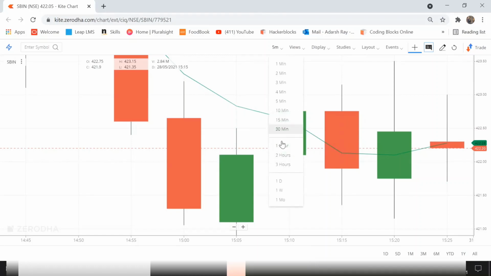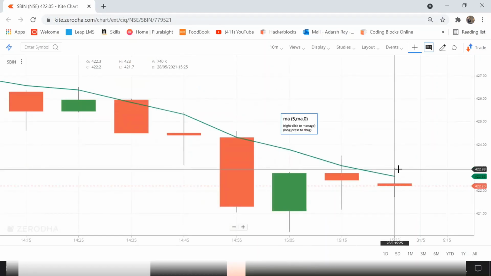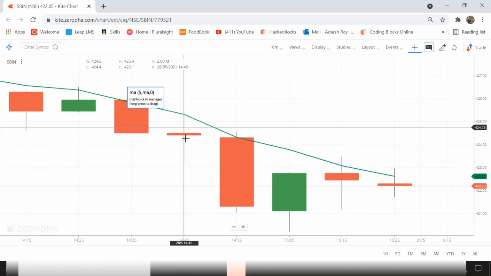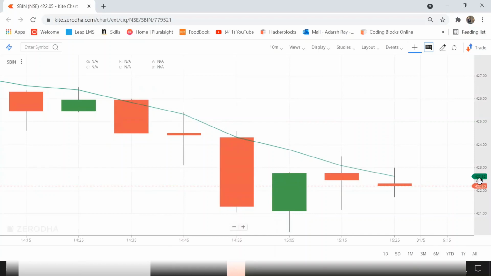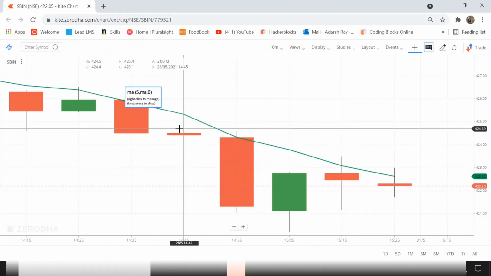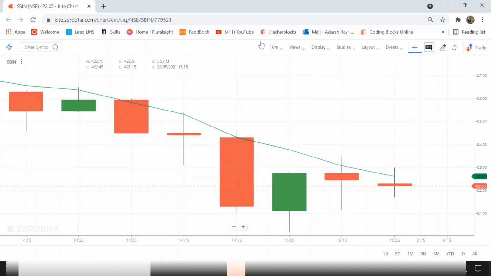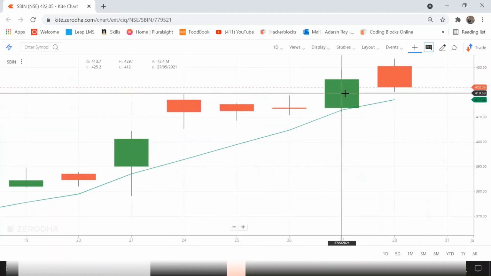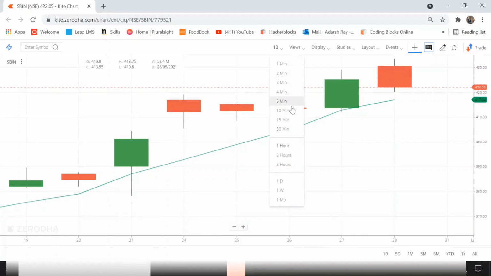Okay, but now if I move to 10 minutes, let's say, so for 10 minutes 5 candles will eventually be 50 minutes, right? So now for 50 minutes this average is 422.62. Because ultimately the rule of moving averages is on the basis of candles, so 5 candles means 5 SMA. So it can be on any time frame. If it's on 1 day time frame, 5 candles means 5 days. So the average of 5 days is 417.04.